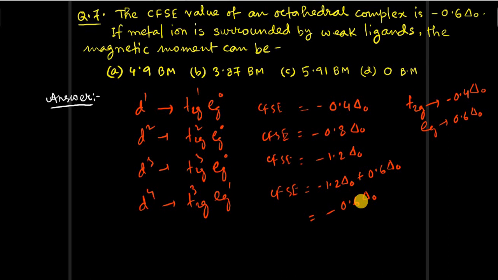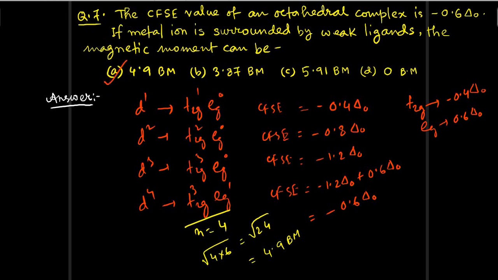So in this configuration t2g3 eg1, there are 4 unpaired electrons. So magnetic moment will be root over 4 into 6, that is root 24, and that will be a little less than 5, that means 4.9 BM. So this is matching, so option A.